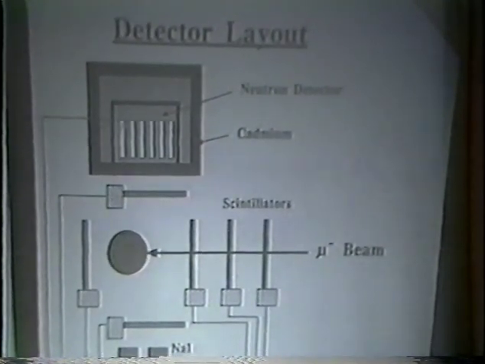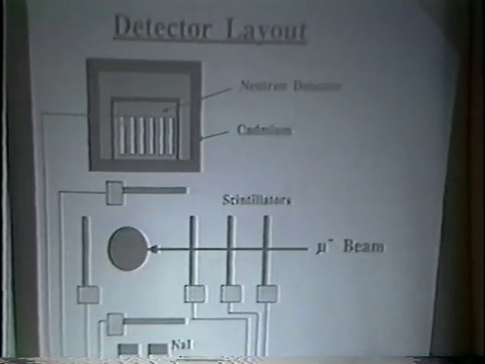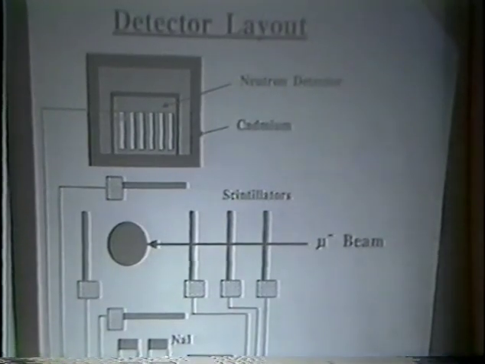The key thing that we're trying to prove is what would be the upper limit on the number of neutrons per muon stopped. And we don't want to give a number right now, but we're working very hard on that.